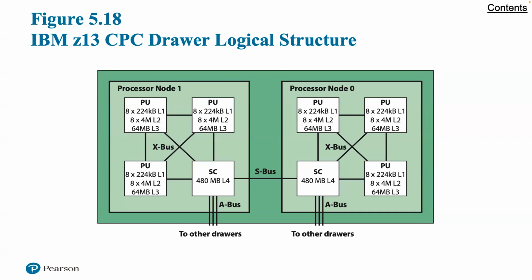The L4 cache: each processor node contains a maximum of 480 megabytes of L4 cache, for a maximum total of 3.75 gigabytes of L4 cache. The L4 cache is organized as a 30-way set associative cache. The L4 cache uses the write-back policy. So we're seeing some pretty complicated architecture here.